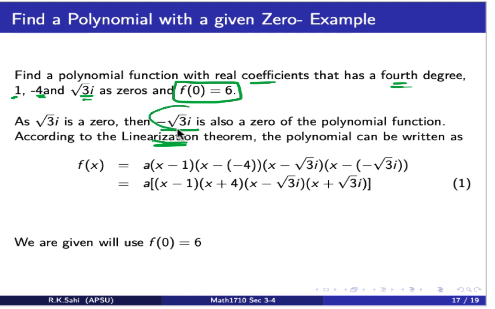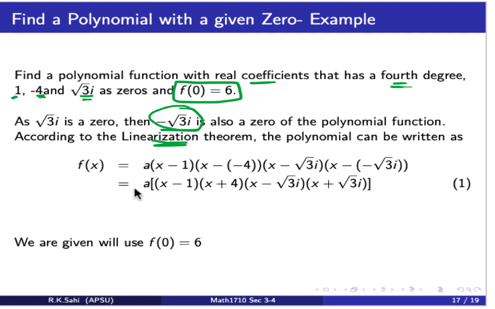Remember, if you have one of the solutions which is complex, the conjugate automatically becomes a solution. So it's x minus of minus square root 3 i. Okay, now just do a little simple algebra. Minus with the minus becomes positive. So we have x minus 1, x plus 4, x minus square root 3 i. Here again a minus with the minus becomes positive, x plus square root 3 i.